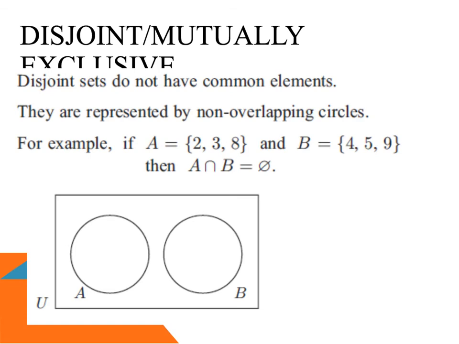Disjoint, or mutually exclusive. I don't know why that cut off. But disjoint sets don't have common elements. They have nothing in common, so their circles are completely separated because nothing from one is in the other.